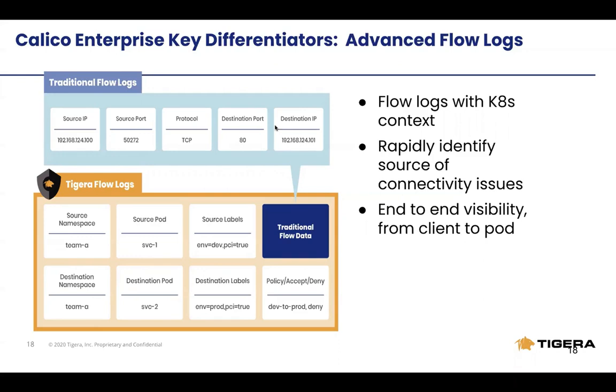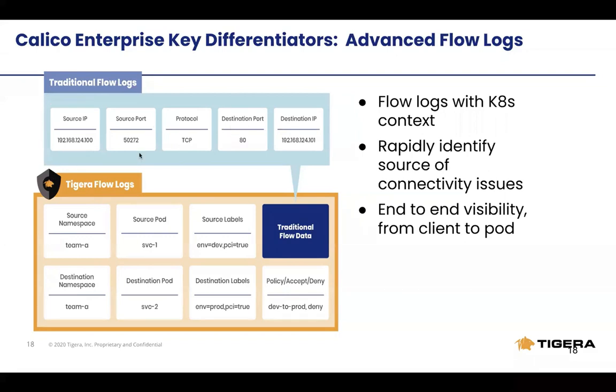But even if you don't, just looking at the source and destination IP and port of the pod is not going to give you much, because by the time you actually look at the data, that IP could be for a different pod. It could be for a different environment. You don't have much sense of the data.